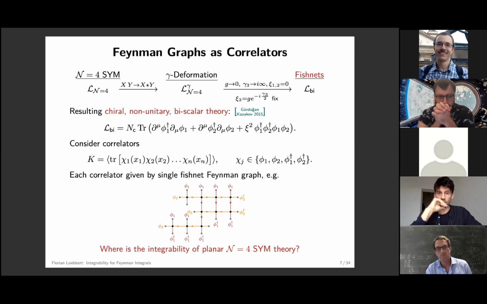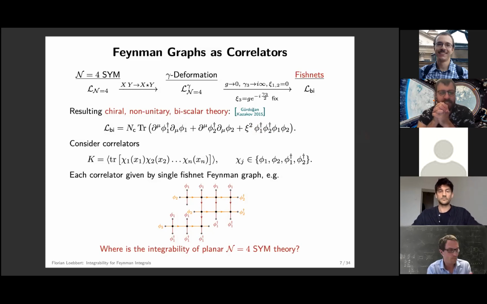So these theories are interesting for different reasons. In the simplest case, so in the most restrictive limit, one finds this Bi-Scalar Lagrangian here, which has the kinetic parts and one single vertex. And this theory is distinguished because of many things, but also because it is non-unitary, because we only have this particular 4-point vertex here and not its Hermitian conjugate.